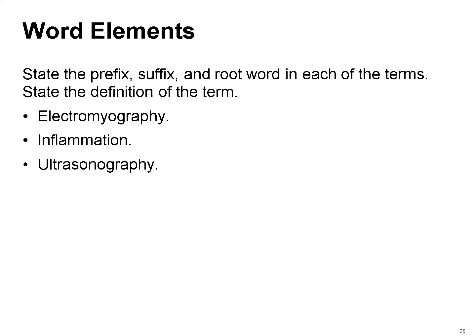It's crucial to understand the elements of a word to grasp its meaning accurately. Let's break down a few examples together. Electromyography. The root electr/o means electricity, my/o means muscle, and the suffix -graphy means the process of recording. So, electromyography refers to the recording of electrical activity in a muscle.